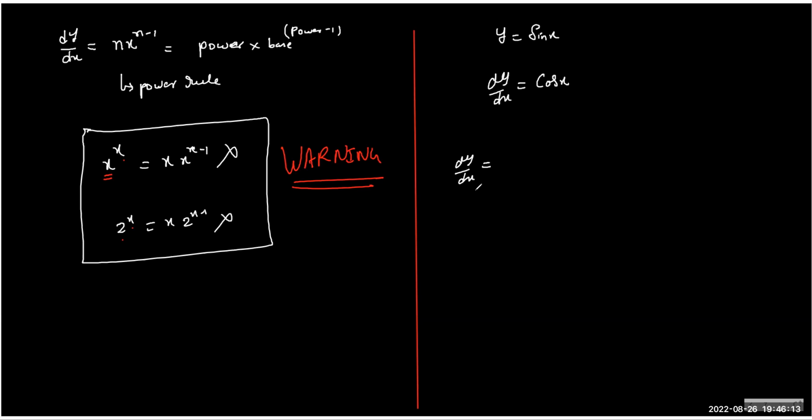So anyone got the answer? Tell me the first line which you wrote here. What you wrote here? Limit h tends to 0. Then what is the next step?